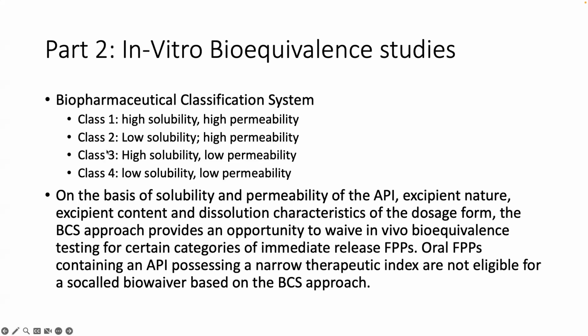For classes 1, 2, and 3, in most cases, just bench work is required to prove bioequivalence. But for class 4, medicines with low solubility and low permeability, you may be required to carry out an in vivo trial rather than in vitro, because in vitro trials rest on solubility and permeability, right? So where both are low, right, you may be required to do human trials rather than in vitro bioequivalence studies.